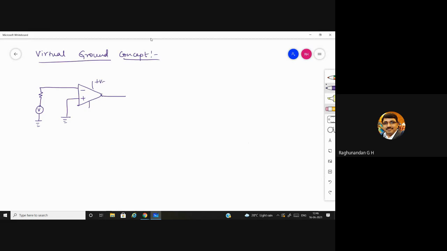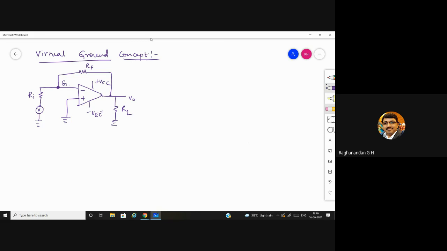So it's plus VCC minus VEE, and we have taken a feedback and we have connected a load here RL. So where we are going to take the input, and this is the virtual ground G. See, virtual ground means, as the name itself tells, virtual. Virtual means which is not seen or which is not physically done.